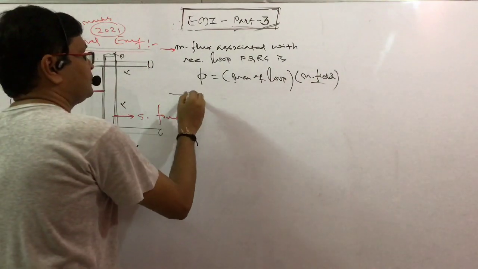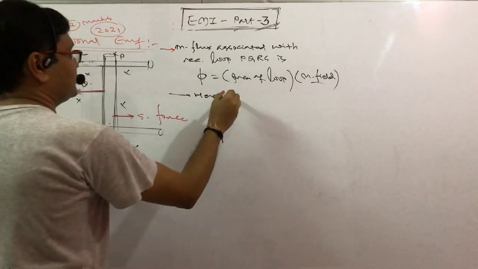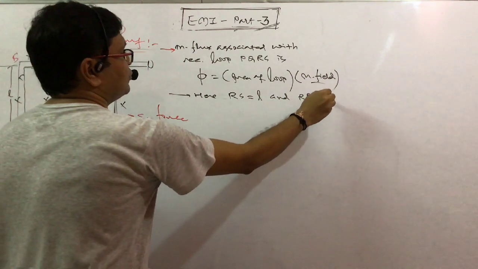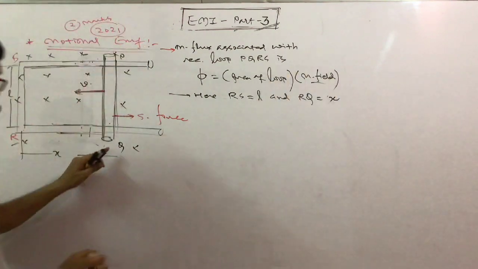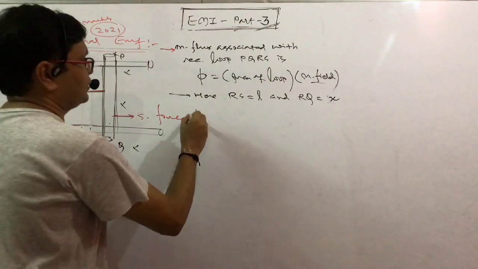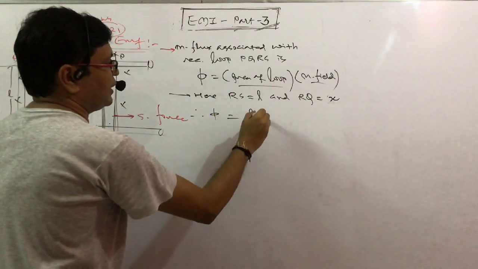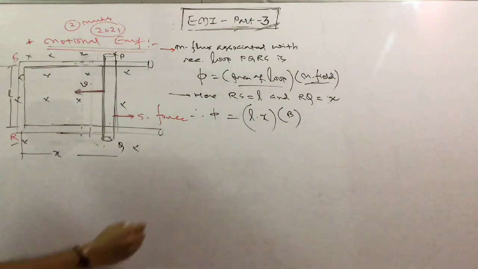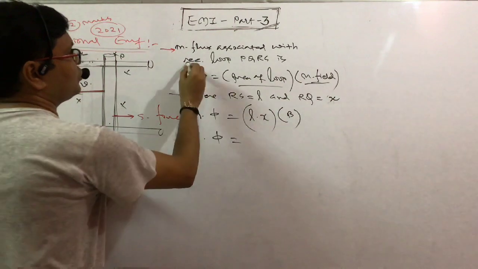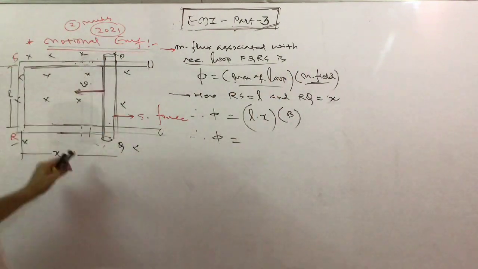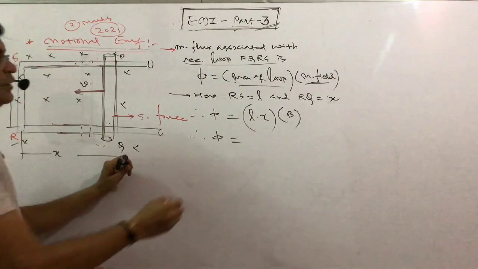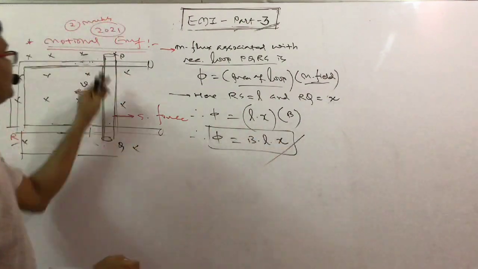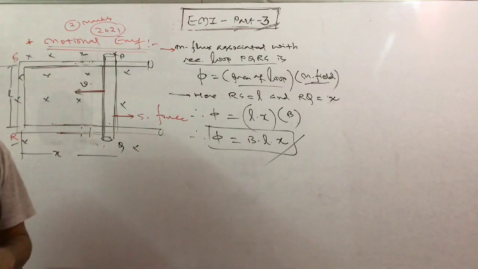So we'll write here RS is equal to L and RQ is equal to X. You can see RQ is X, RS is L. So area of loop is length into breadth, and magnetic field here is B. So this is the magnetic flux. The magnetic flux associated with this PQRS loop for this position of the rod is simply B into L into X. This is the magnetic flux associated with this closed PQRS loop.